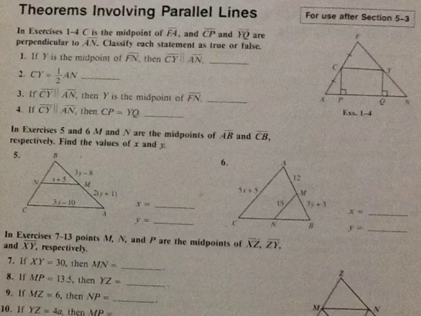So we do know already that C is the midpoint of the segment AF, and we know that Y is the midpoint of FN. Now, according to Theorem 5-11, the segment that joins the midpoints of two sides of a triangle, which is what's happening in this case, will be parallel to the third side. So that is what we have, and number 1 should therefore be a true statement.